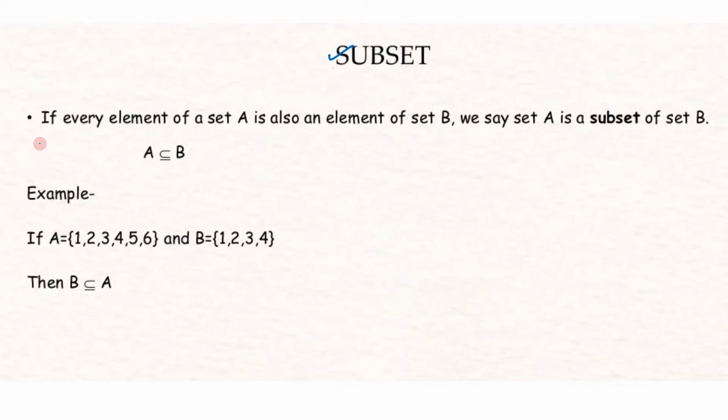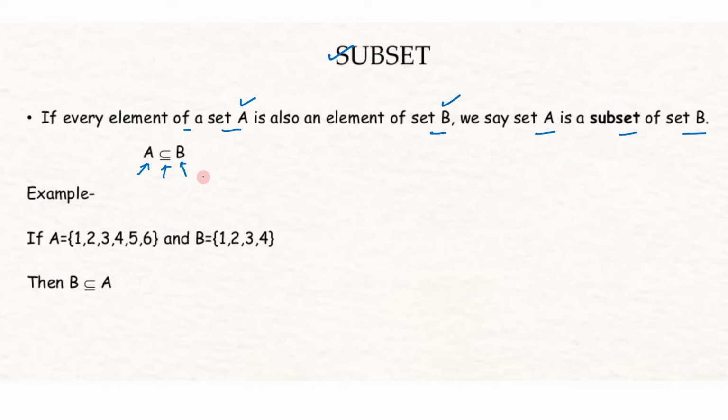Subset. If every element of a set A is also an element of set B, we say that set A is a subset of set B. So suppose we are having two sets, set A and set B, and every element of set A is also an element of set B. So we say that set A is a subset of set B, and we write A is a subset of B.